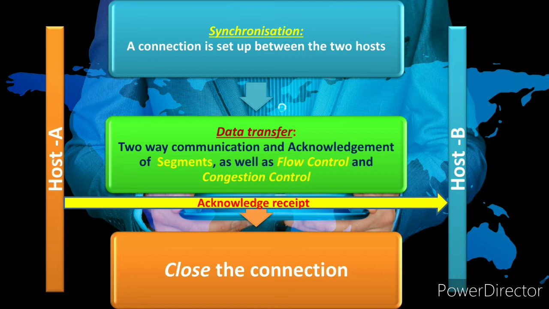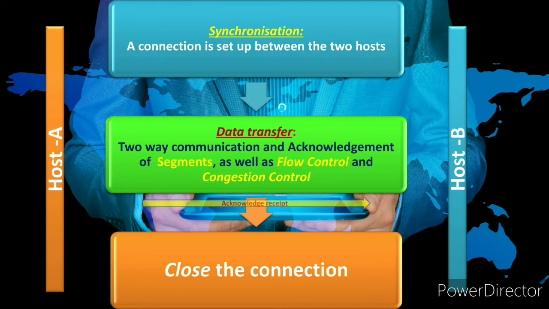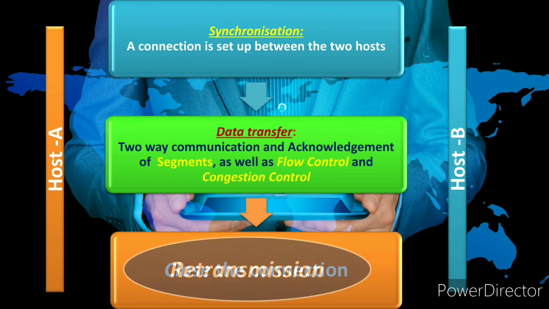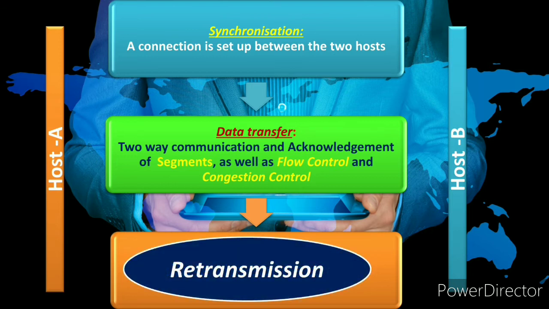But if the acknowledgement shows that all the packets did not reach the destination, then what is going to happen? Then we're going to have a retransmission, or better to say a refresh. This retransmission can take place automatically or by a request from the client. I think it's quite clear to you.